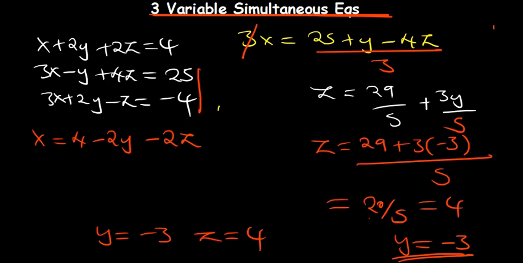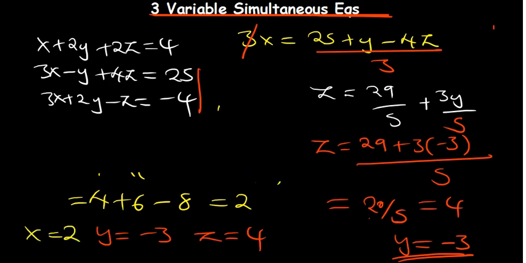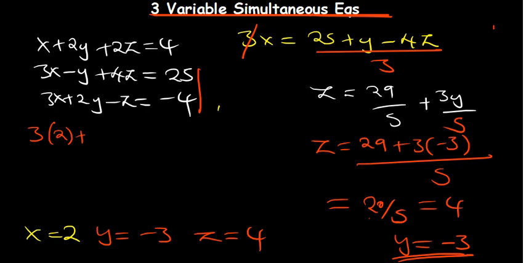We can find our x by getting to this point. Or you can get any equation of your choice and just substitute. So 4 minus 2y, y is negative 3, our z is 4. So we have 4 plus 6 minus 8. 6 plus 4 is 10, minus 8 is 2. So x is 2. Okay, so you can verify using a different equation if your answer is true. So 3x, that's a 2, for y, negative 3, for z, minus 4. So 6 minus 6 minus 4 is equal to negative 4, which verifies.